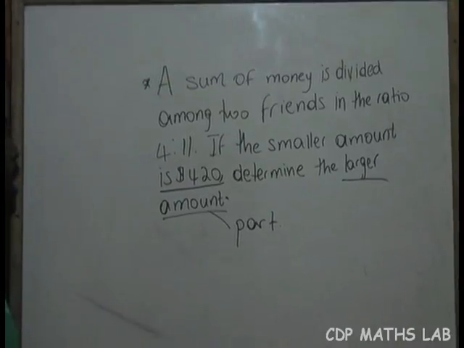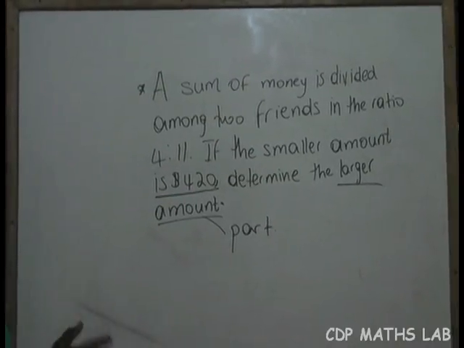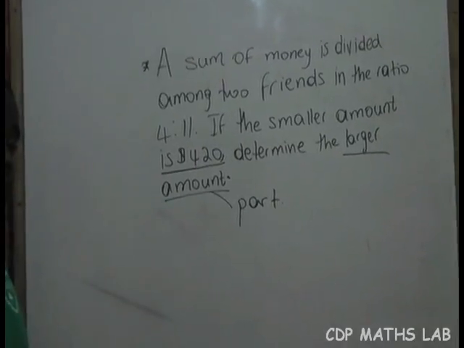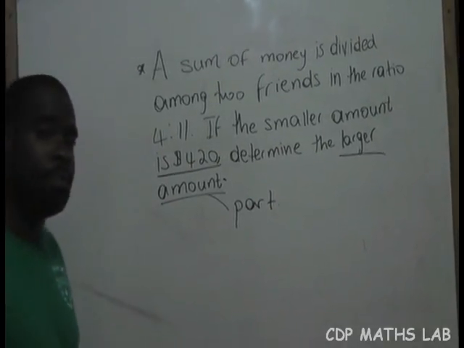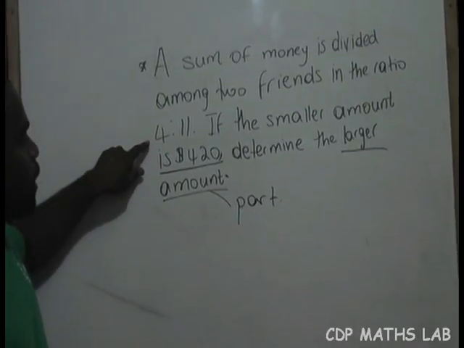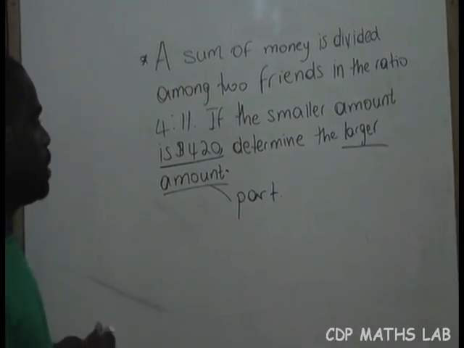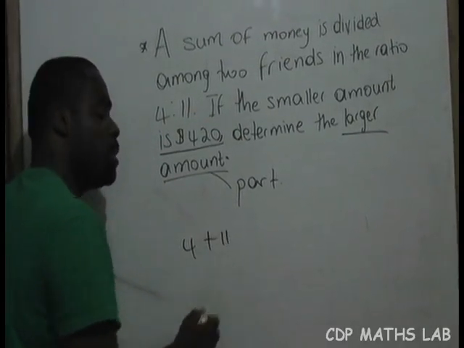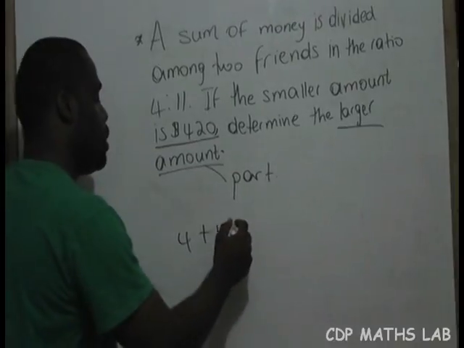Now once again, there are different ways that we can do this, and I'm only going to show you one way. You can research and find other ways. Good? Now, we can either do this. You can either add both parts and you get the total number of parts.